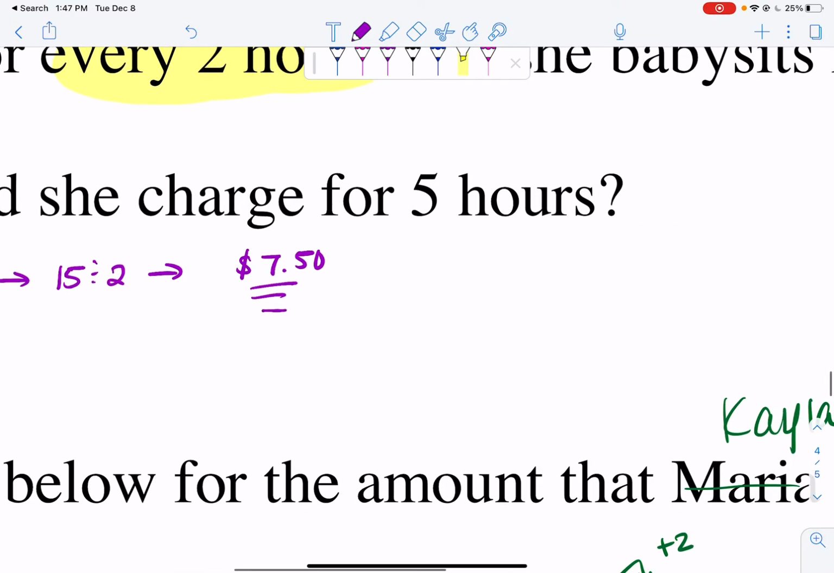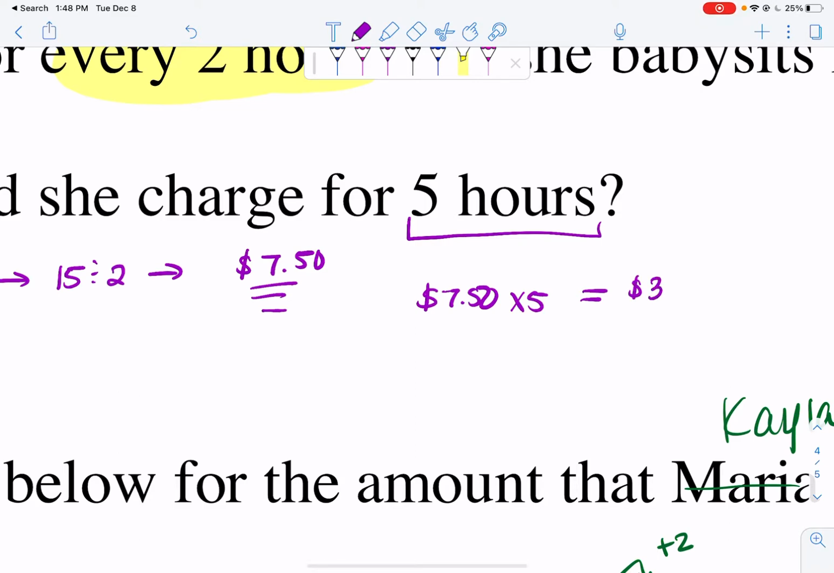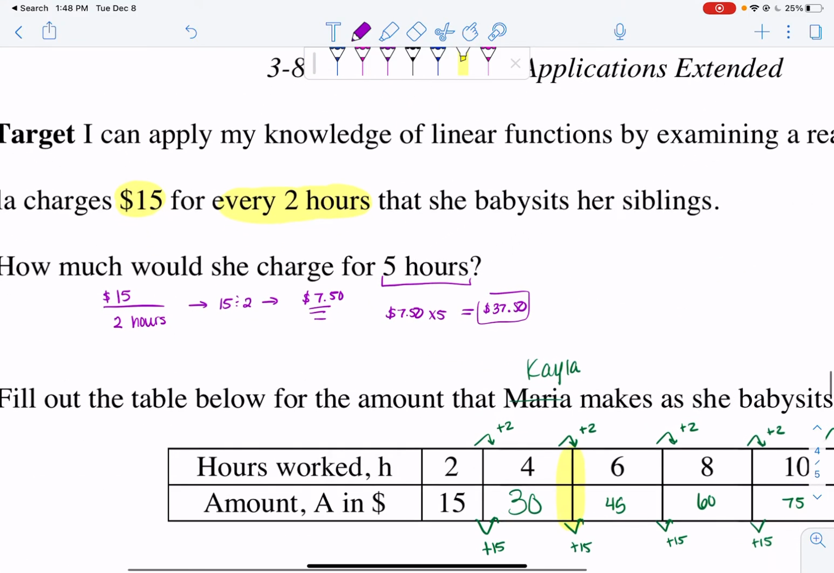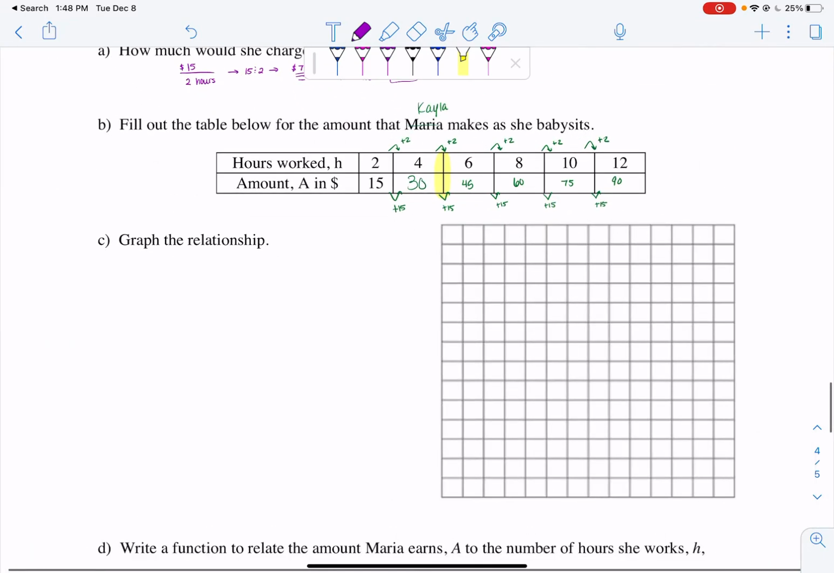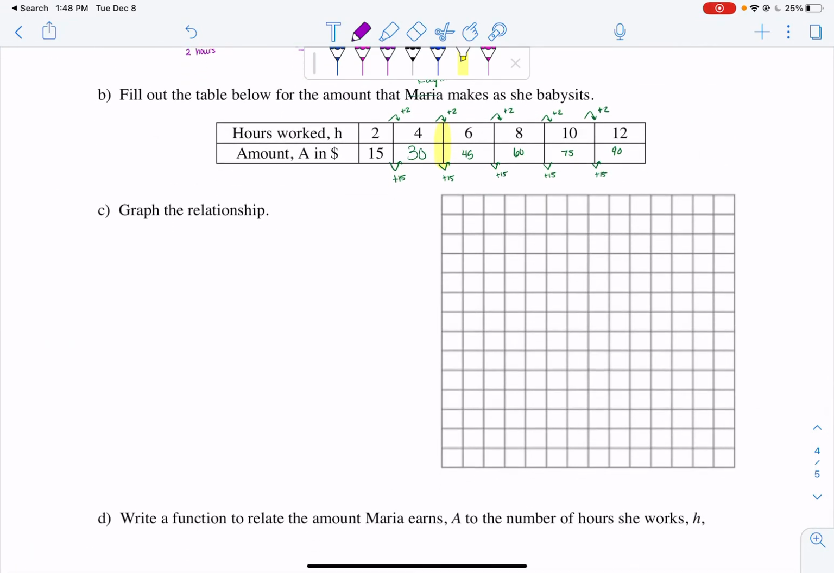So if I want to find out how much she charges for 5 hours, I just have to do 7.50 times 5. 7.50 times 5 is 37.5 or $37.50. So I can say that for 5 hours of work, Kayla charges $37.50. We did our table. Now we're going to do part C, where we graph our relationship.